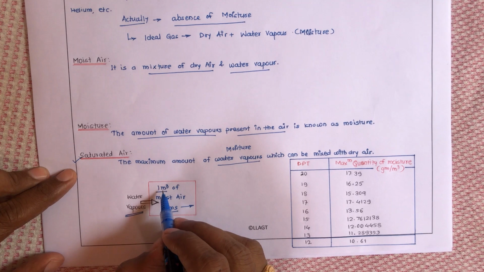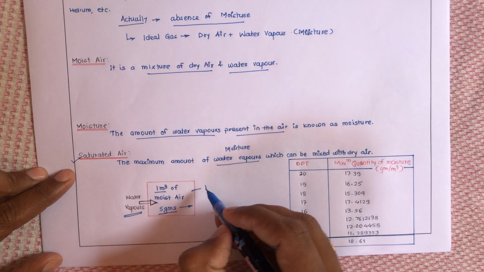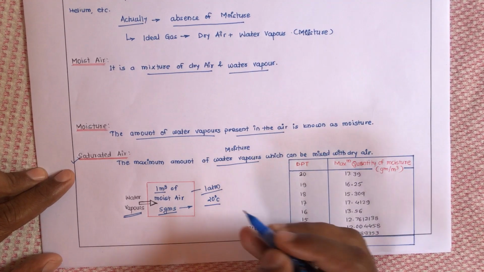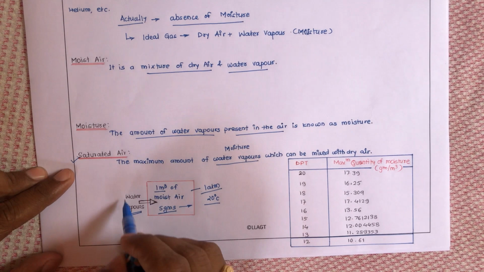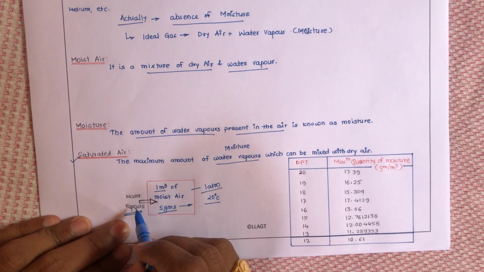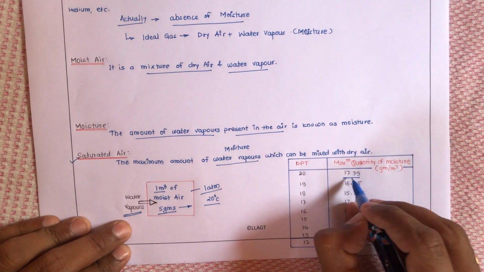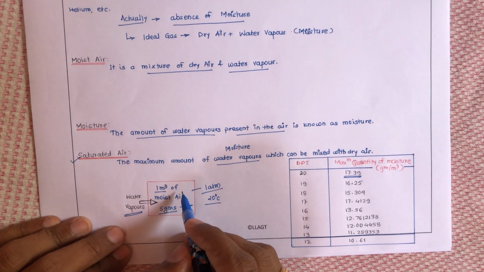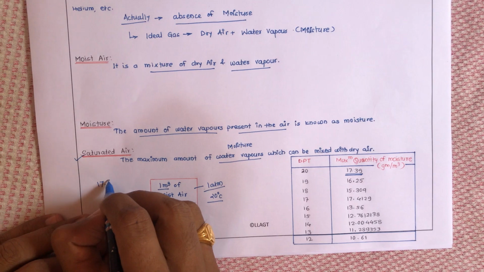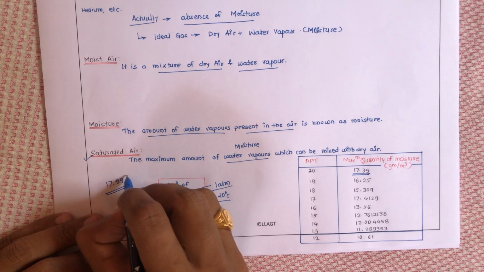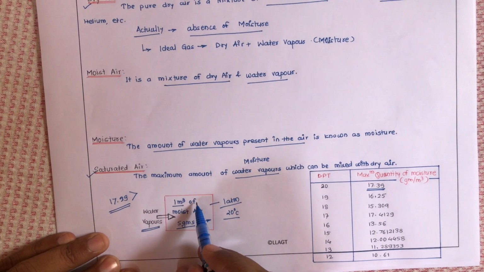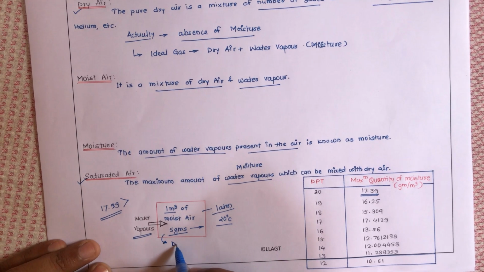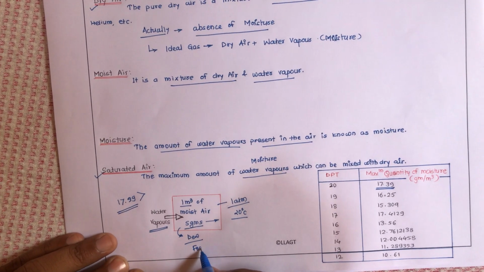Now let us say its volume is 1 meter cube, its pressure is 1 atmospheric pressure, and its temperature is 20 degrees Celsius. Under these conditions, how much quantity of water vapors can I add in this compartment? I can add only 17.39 grams of water vapors. Above this 17.39 grams, if you add more water vapors inside this room, those water vapors will be converted into dew, or what we can say as fog.